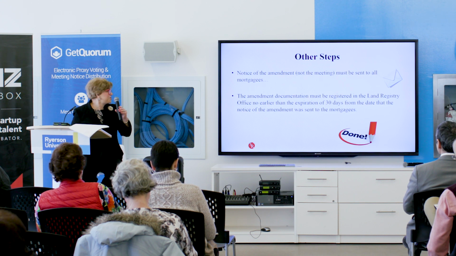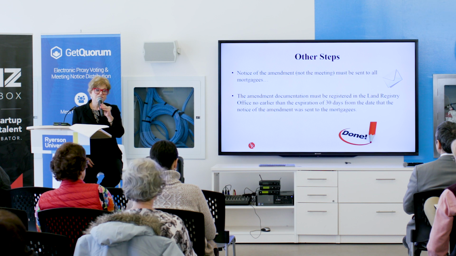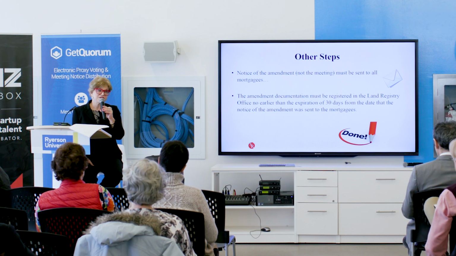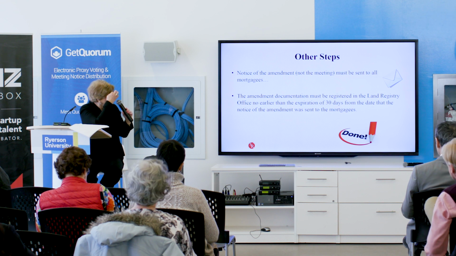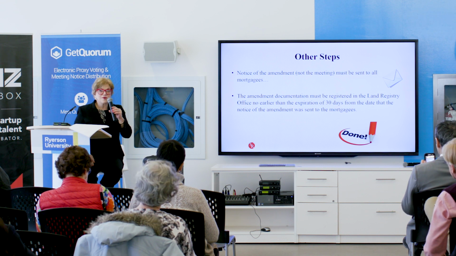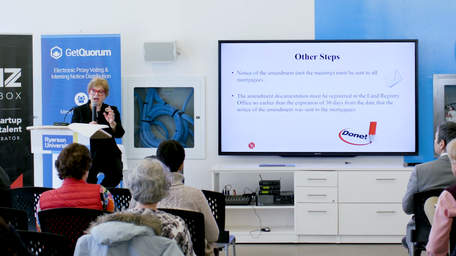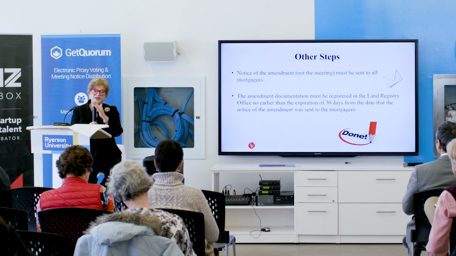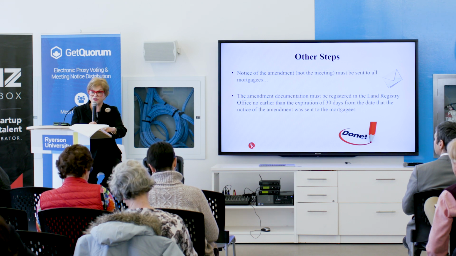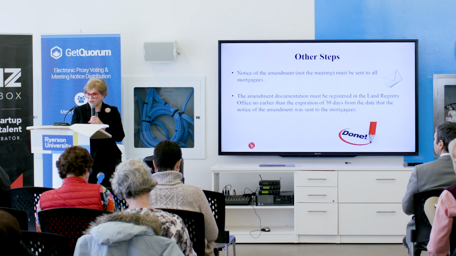So, in addition to notifying the unit owners, the board is also required to notify the mortgagees on record. And no registration, if the amendment is successful, can occur before 30 days after the notice has been sent to both the mortgagee and the owner. So you have to wait a period of time for people to object.